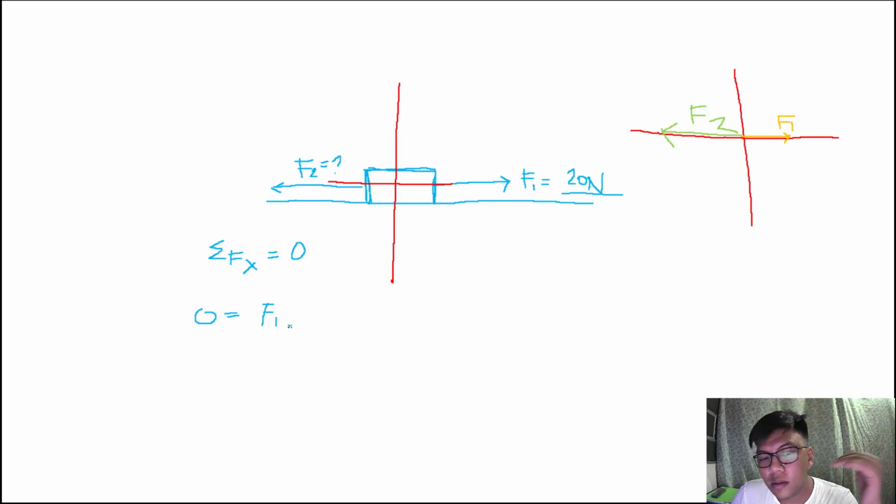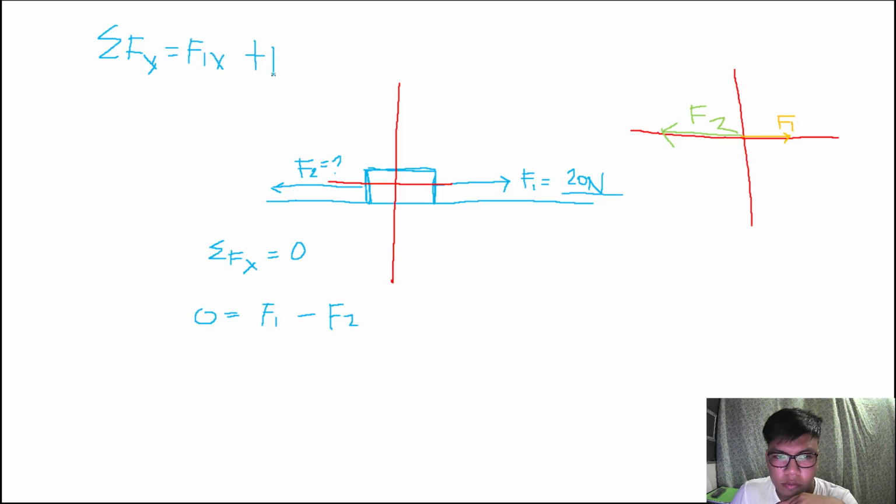Dahil pumunta sa kanan, minus, okay, F2. Dahil pumunta sa kaliwa, naging negative. Pero actually, alam natin na kapag kinuha natin summation ng forces along x-axis, kukunin lang natin yung sum, no? F1x plus F2x plus F3x, halimbawa, hanggang sa kung ilan yung forces natin doon.